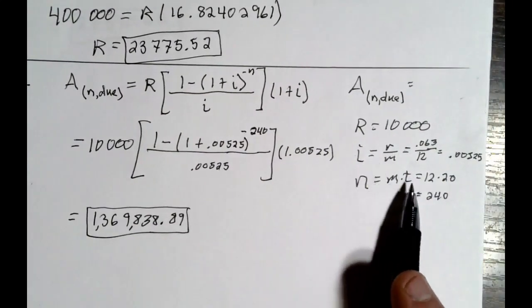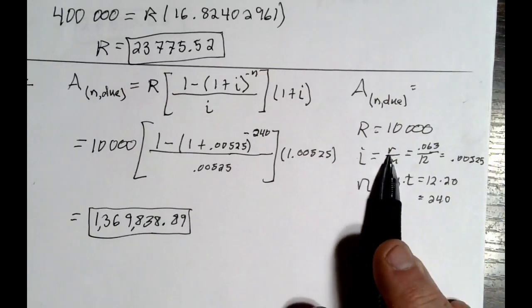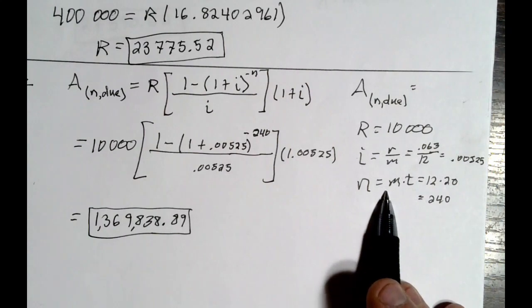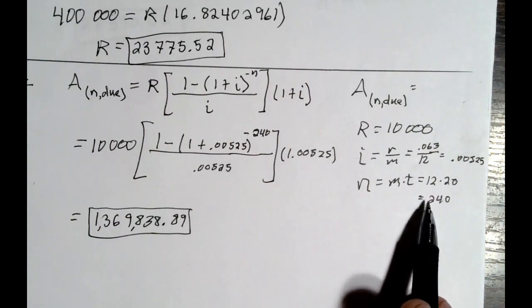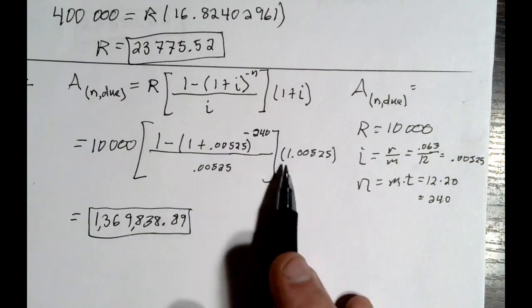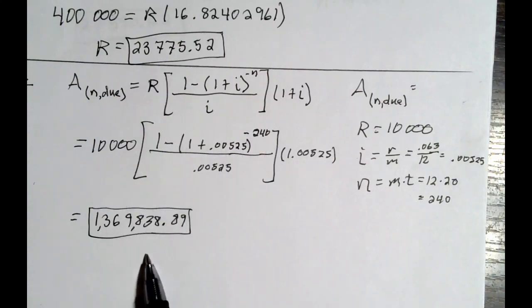Okay, so R is 10,000. I is 0.063 over 12. Gives you this guy. N is M times T, or 12 times 20, or 240. So you plug in everything you know, crunch everything down very, very carefully, and you get roughly 1.36 million.